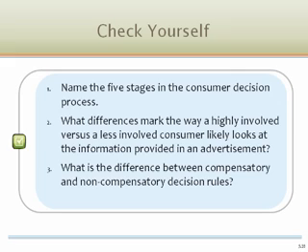A compensatory decision rule assumes that the consumer, when evaluating alternatives, trades off one characteristic against another. On the other hand, in a non-compensatory decision rule, consumers choose a product or service on the basis of one or a subset of its characteristics, regardless of the values of its other attributes.